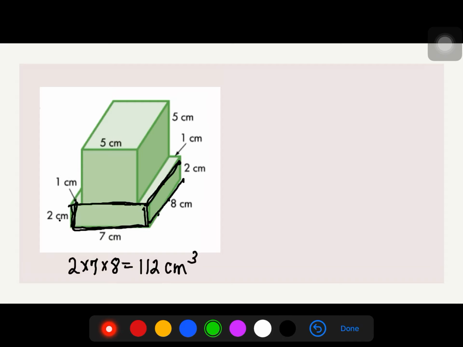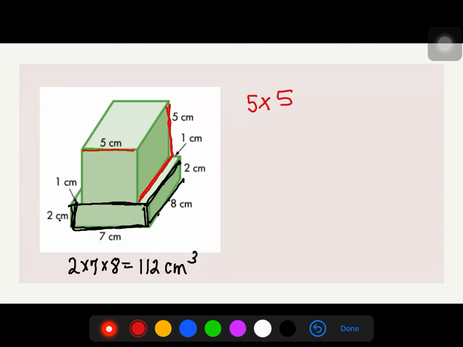Now I'm going to go ahead and look at the top box. Well, this here is 5. I agree. I'm going to use a better color. Red will show up nicely. 5. And this height is 5, right? So I know it's 5 by 5.